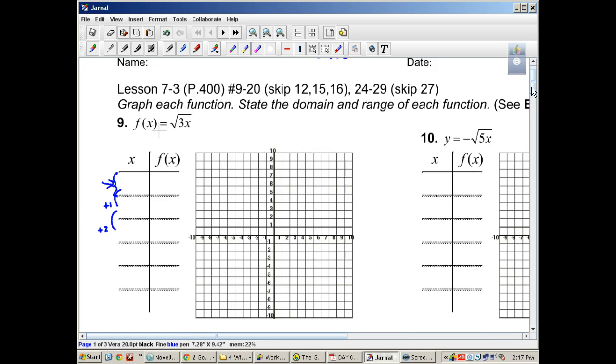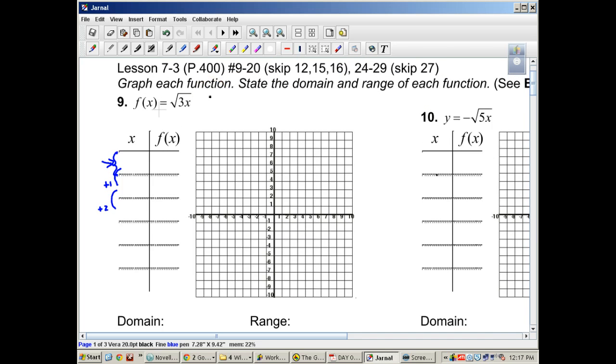So for instance, on 9, we'll take whatever's inside the square root, which is 3x, set it greater than or equal to 0, and solve. What is x? What is x equal to or greater than if you solve this?